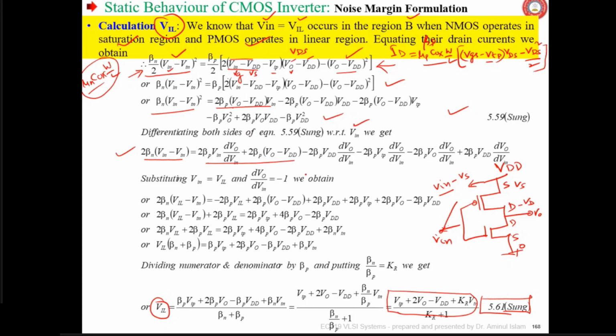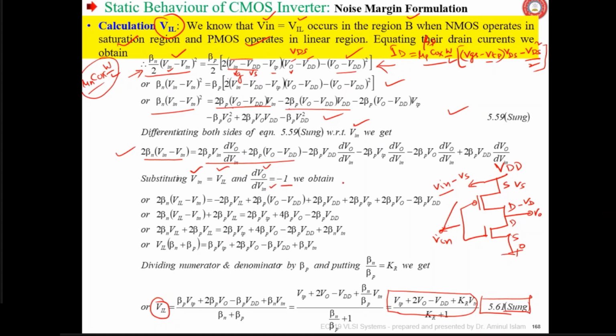For this one, you consider first, then you consider this part, and then the last one. It is elaborately expanded so that you can understand. Mathematics, you have done a lot in the first and second semester. Is this differentiation understandable or not? Yes, sir. Understood? If you are understanding, then substitute Vin equals VIL and dVo by dVin equals -1.